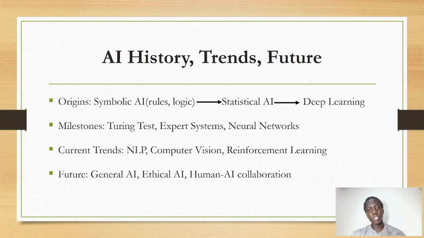And then computer vision. This is basically how AI is able to detect, view, and process videos and images. So you can talk about tools like facial recognition, self-driving cars, and other tools that are able to recognize videos and process videos and images.